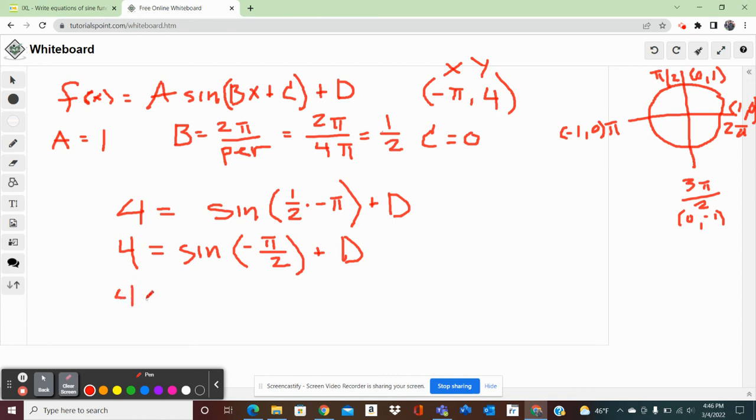So we have 4 equal to negative 1 plus D. We add 1 to both sides, and then we realize that D is equal to 5. So our amplitude is 1, B is 1/2. When we write this, it's going to be sine of x over 2 plus 5.